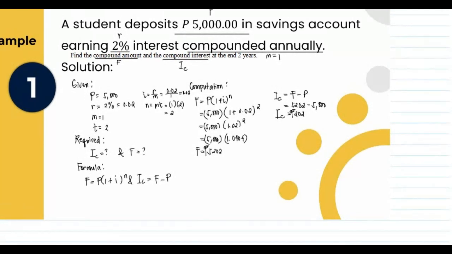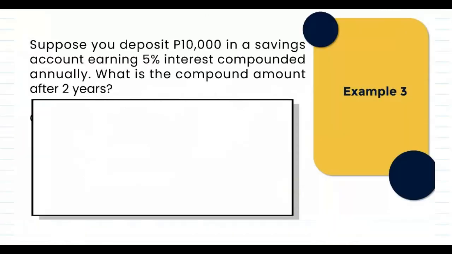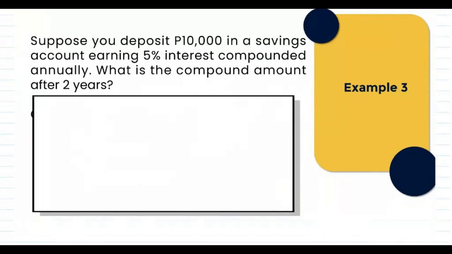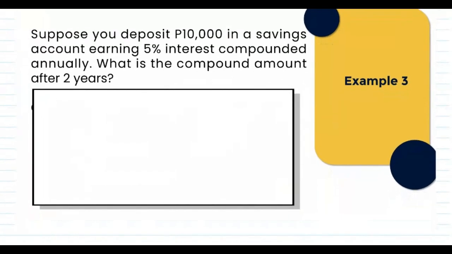And then, anyways, let's do another problem. So another problem, let's say this one. So number 3, for number 3, we are going to find the compound amount. So for this case, suppose you deposit 10,000 pesos in a savings account earning 5% interest compounded annually. So what is the compound amount after 2 years?